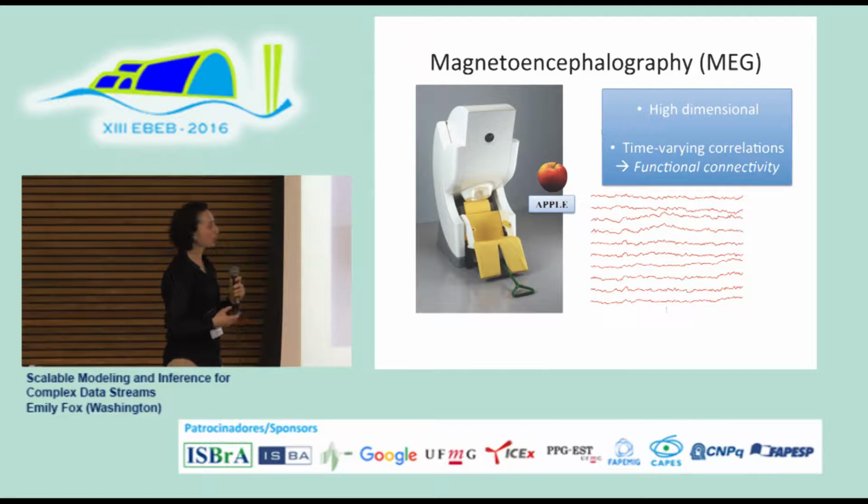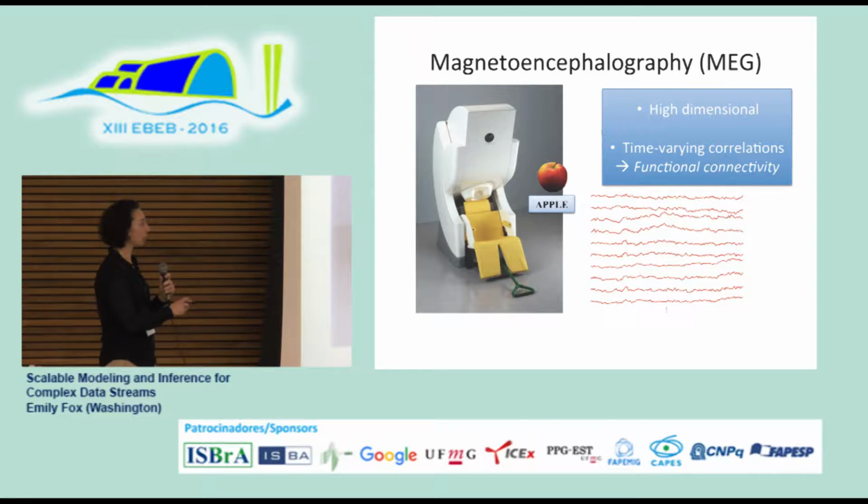So clearly, we're in a high-dimensional time series setting. But another really important aspect of this application is the fact that there are time-varying correlations between the different dimensions, between the different sensors that we have that we're observing over time. And this relates to ideas of functional connectivity that were discussed earlier.